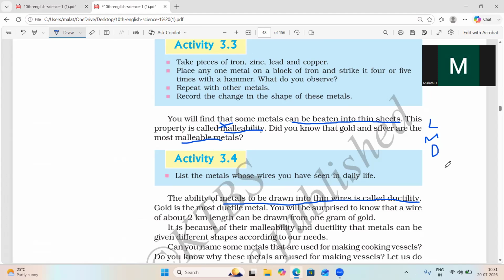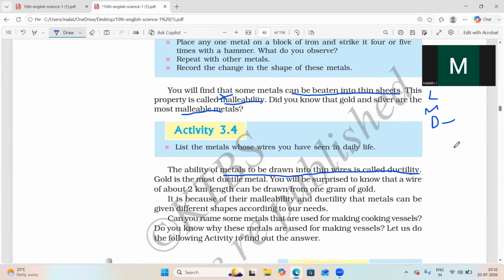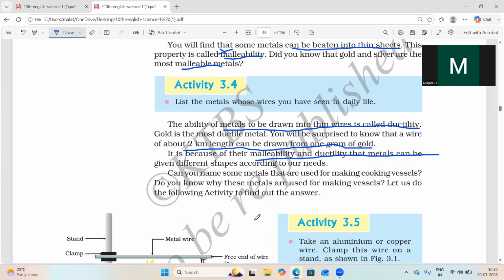If you take a small quantity of metal, you can draw it into long wires, and that is called ductility. If you can be surprised, 1 gram of gold can be made into a wire 2 kilometers long. Think about how little 1 gram of gold is, and by using that 1 gram we can draw a thin wire 2 kilometers long. Metals have this much malleability and ductility. Those are the physical properties of metals.